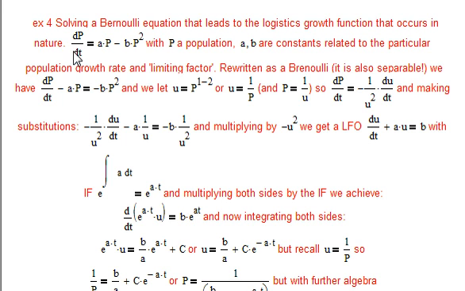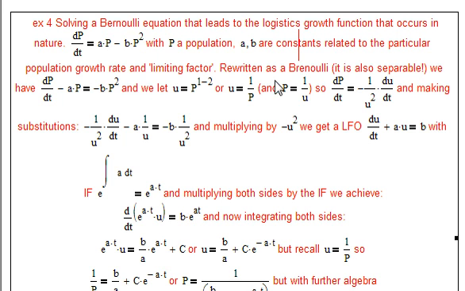Anyway, the equation is: the change in the population at time t is proportional to the population. That much you would have gotten. This is like a k, but I'll just call it a because I got to use a couple of parameters. But also proportional to the square of the population. Sometimes when the population goes up too much, the population's growth is curtailed, possibly by some limiting factor, like there's only so much food. So a and b are constants related to the particular population growth rate and limiting factor.